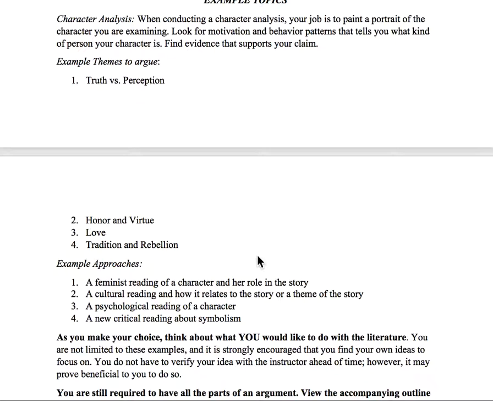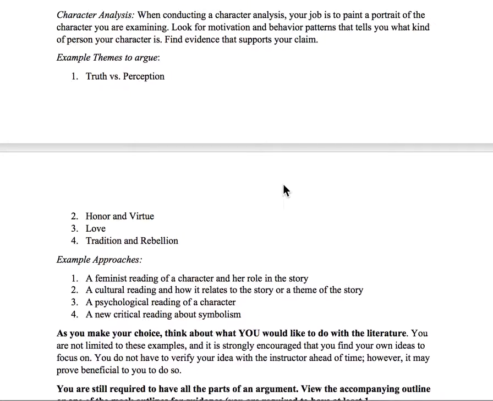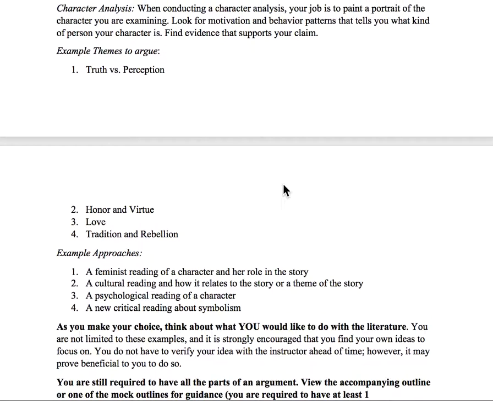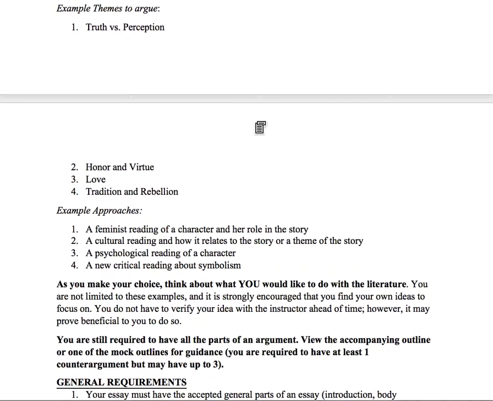Look at motivations and behavior that tell you what kind of character this is. And then find the specific evidence from the text. This is where you pull quotes that show that characteristic. If you're going to do themes, you could do things like truth versus perception, honor and virtue, love, tradition, and rebellion. But you need to pick a stance.